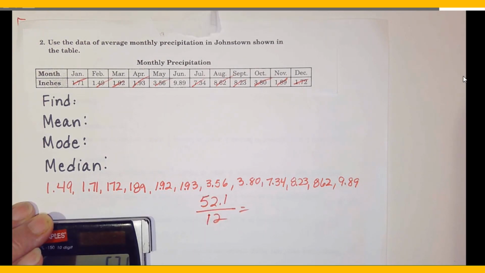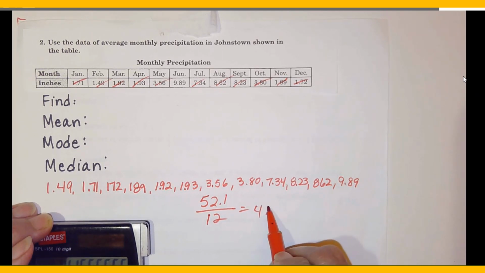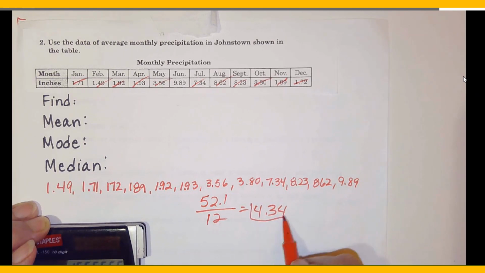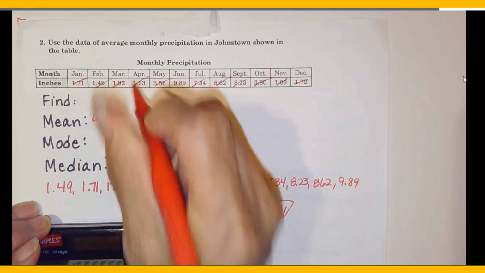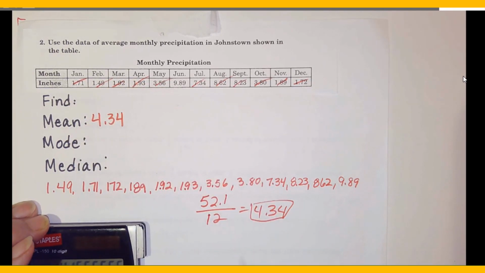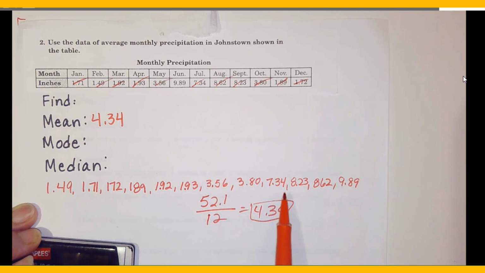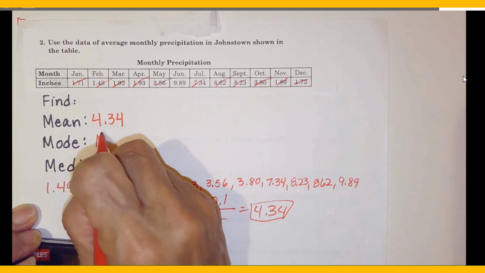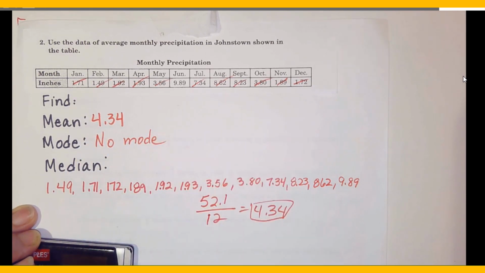Okay, so continuing on, we had 52.1 divided by 12 equals 4.34. So that's our mean. Okay, now let's go ahead and look for the median. First, let's see if we have the mode. The mode's pretty easy, 192. All these numbers are different, so there is no mode, because it has to be more than one.